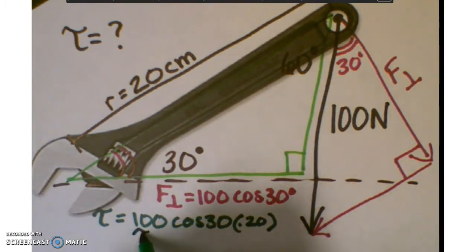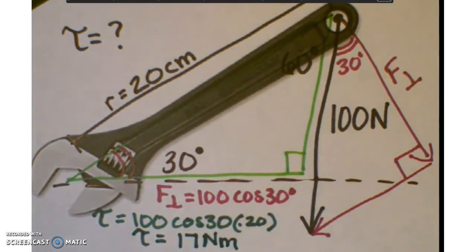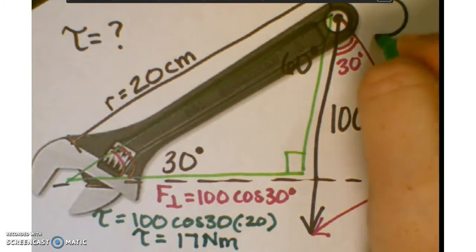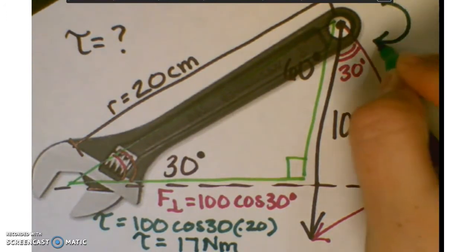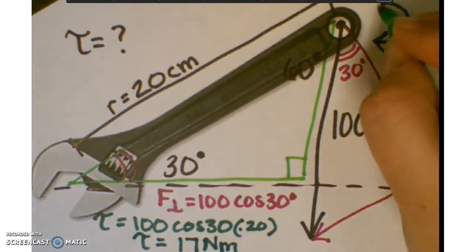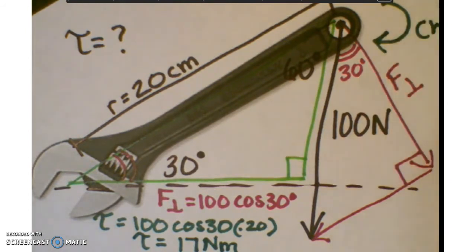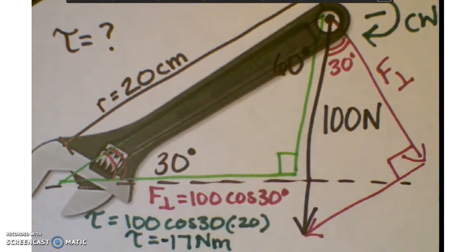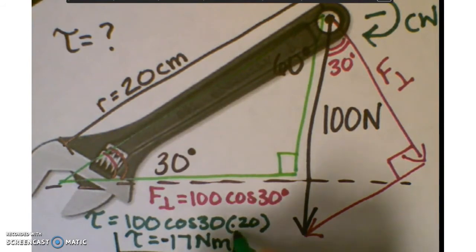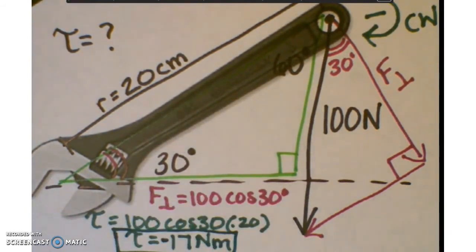So that gives me a torque of 17 Newton meters. Now I need to determine, should that 17 be positive or negative? Well, this perpendicular component is going to cause the wrench to rotate in that direction. Anytime you have this that is clockwise, that's the direction a clock would go. So that means that we have a negative torque. So I'm going to go ahead and just make this negative here. So my total torque is negative 17 Newton meters.